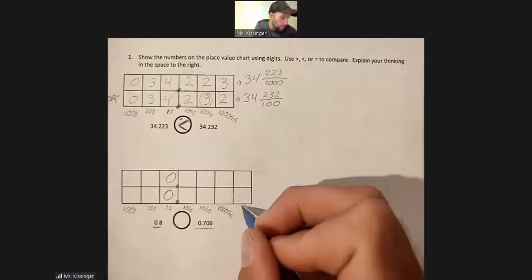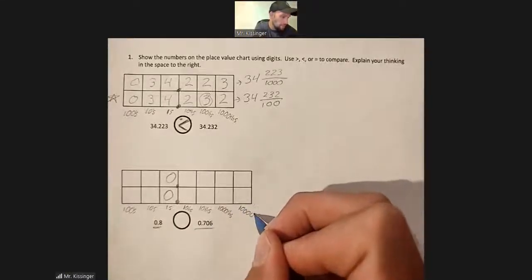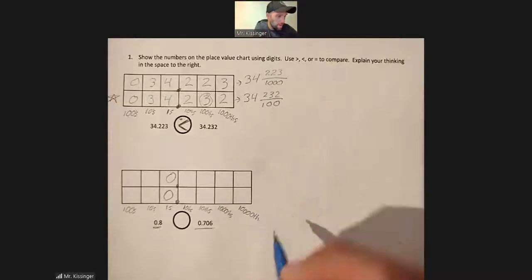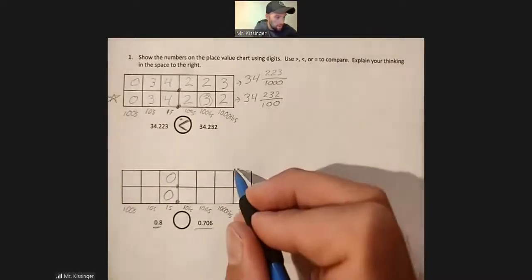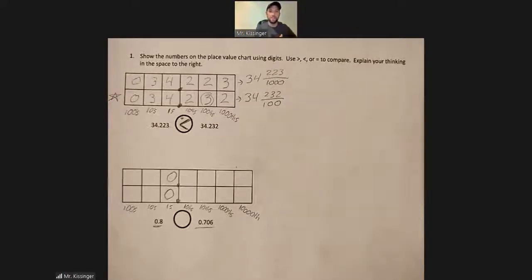And if we want to go even further, we just add another zero, and we'd make this our 10,000ths place. We don't have to worry about that right now because we don't have a 10,000ths place, and we're not going to be working with that today. But you can keep going. You get 100,000ths, you get millionths.